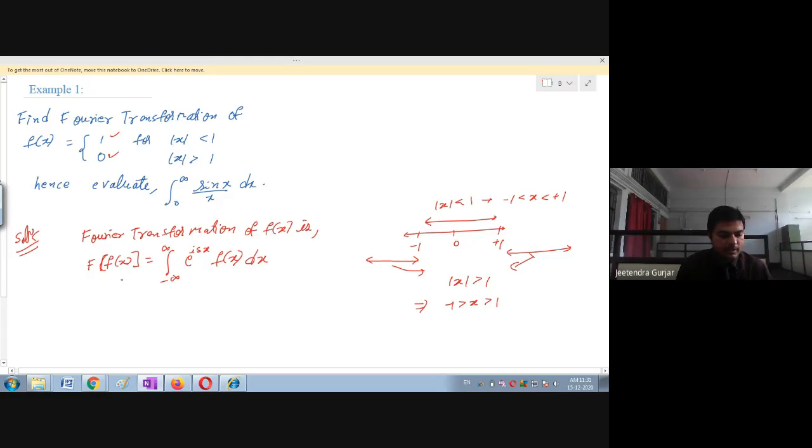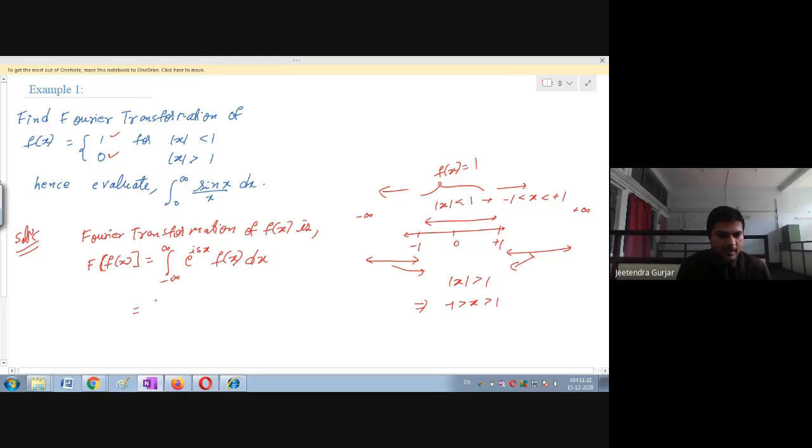Okay, so we'll just take this function again. Now substitute. First you break this integration, because it is minus infinity to infinity, but we want only the function between -1 to +1. Is it clear, students? I want this function f of x to be equal to 1 when mod x is less than 1. So I require only this much. I don't want this part and this part, so I will delete them.